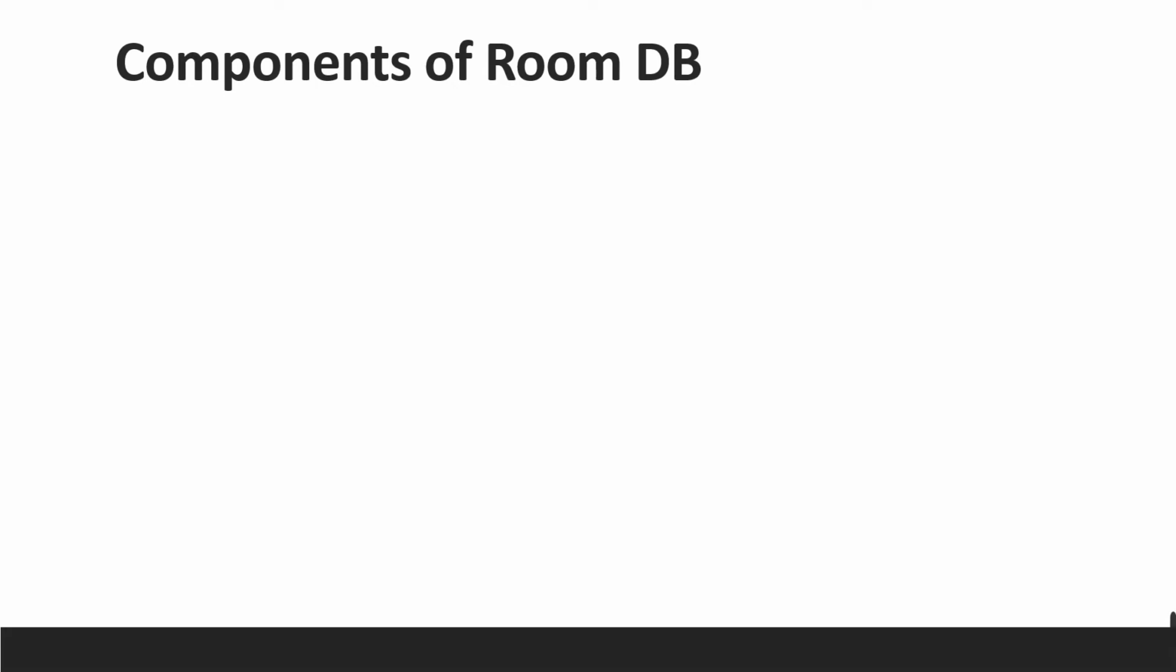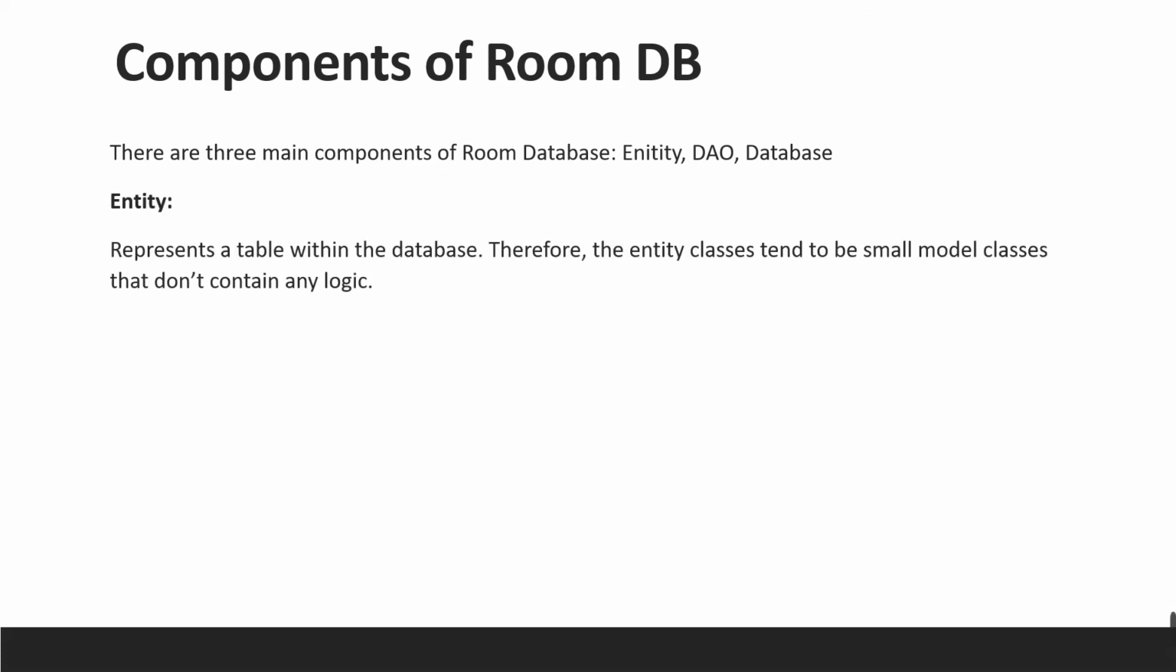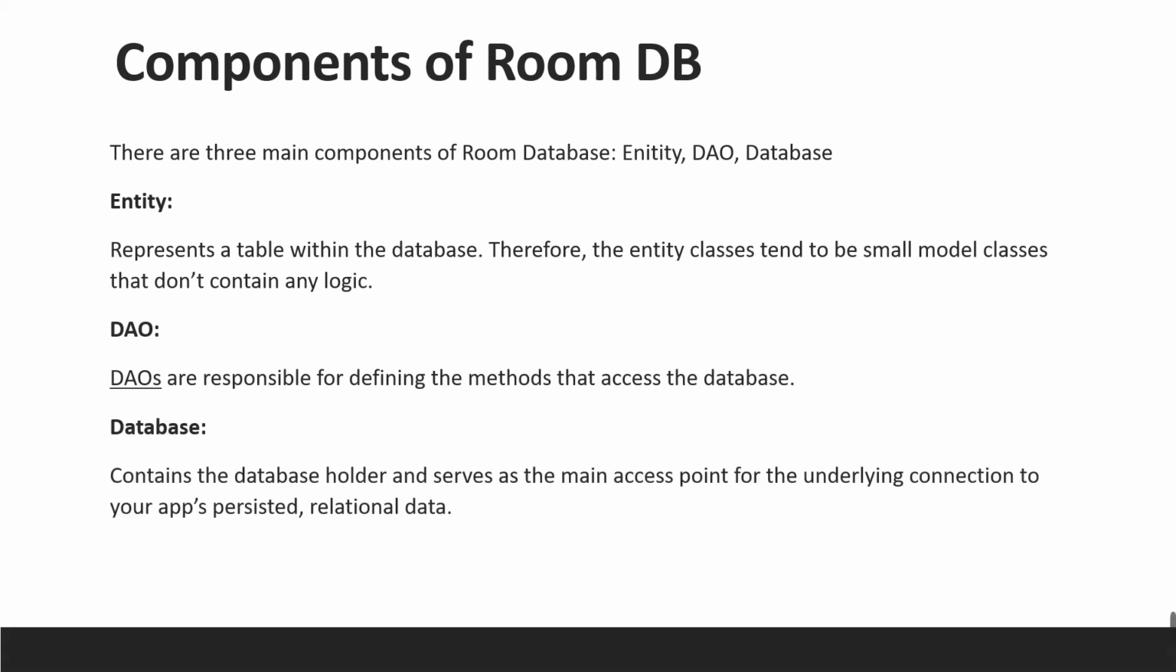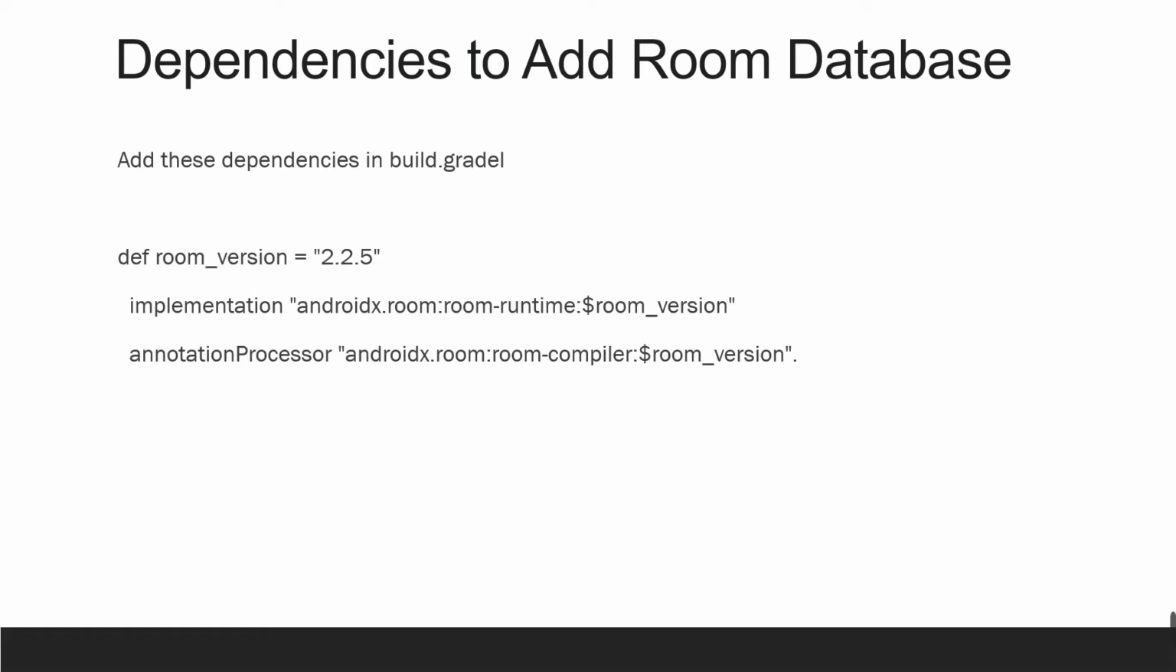Components of Room database. There are three main components of Room database: entity, DAO, and database. Entity represents a table within the database. Therefore, the entity class tends to be a small model class that doesn't contain any logic. DAOs are responsible for defining the methods that access the database. Database contains the database holder and serves as the main access point for the underlying connection to your app's persistent and relational data. Please add these dependencies in your project.